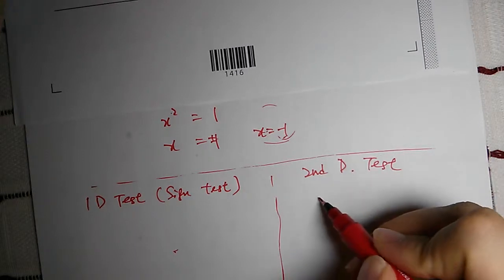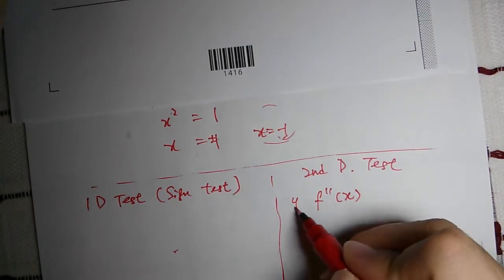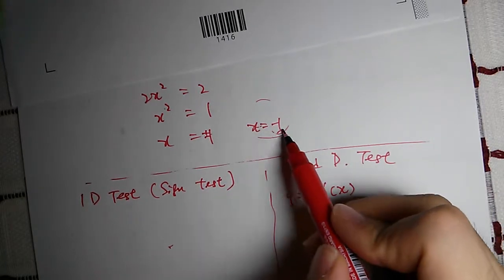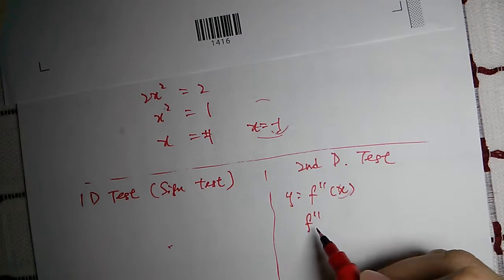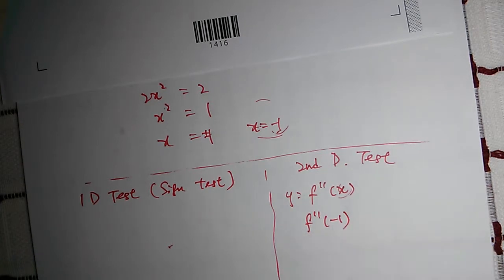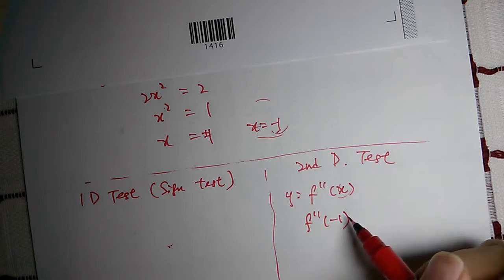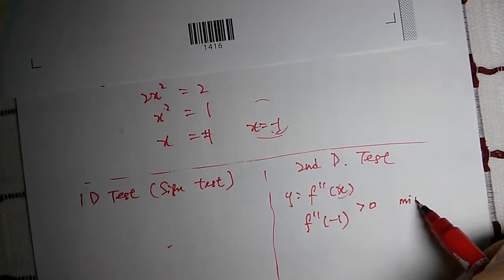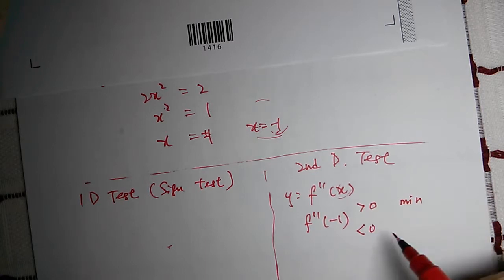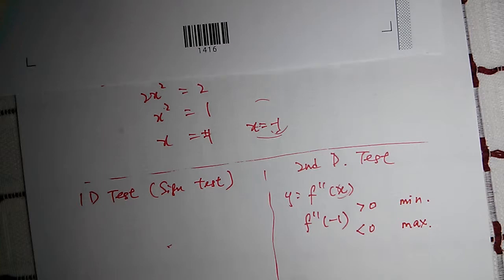But if you want to do it, first you differentiate it, so you find the second derivative. Then you plug your value of x inside the second derivative, so you look for the value of f double prime of negative 1. If the value happens to be a positive number like plus 5, that would mean you have a minimum, while if you have a negative number, that would mean you have a maximum. That's the second derivative test.